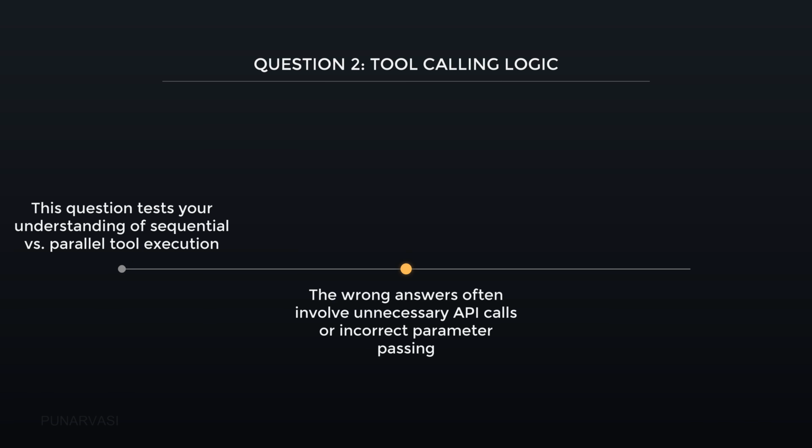Your intuition here is wrong. You might think more API calls mean better reasoning, but that's the trap. The wrong answers force wasted steps. The correct logic is lean, one precise call with perfect parameters. If your solution feels complex, it's incorrect. Brutal efficiency wins. Internalize that, and this entire question type becomes trivial.